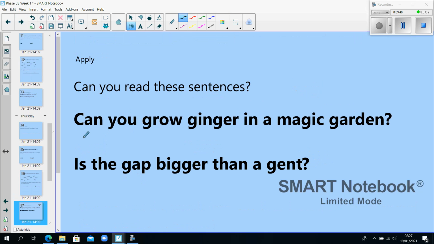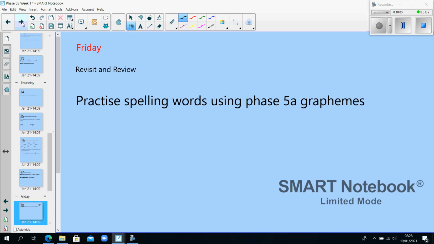Can you read these sentences? Can you grow ginger in a magic garden? Is the gap bigger than a gent? Notice we've got G and J sounds. Well done, that's the end of Thursday.